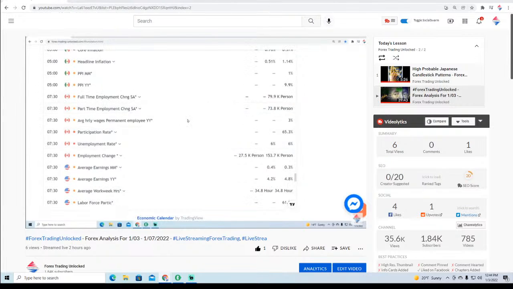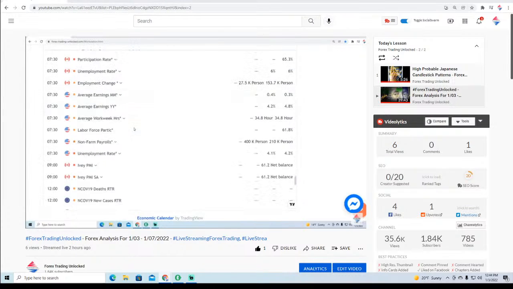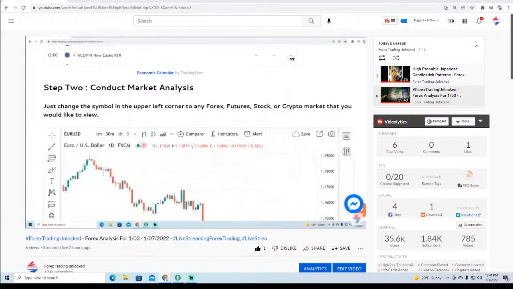Then we have the employment number for Canada. We also have the employment number for the U.S. That one, believe it or not, is always a big monthly economic number. I would be very mindful of what's going on with employment in the U.S. This is something that is definitely going to be huge for the currencies moving forward over the next 12 months.